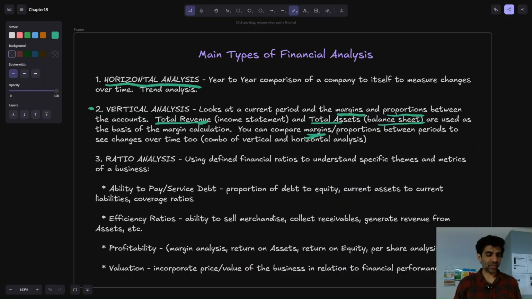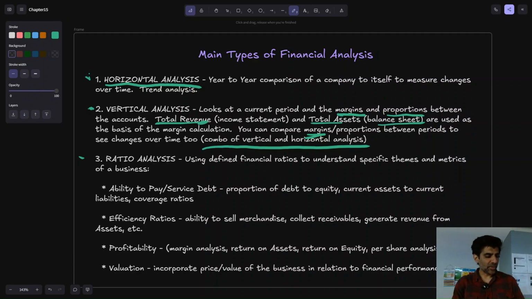Margin analysis. There's also a way to combine vertical and horizontal analysis, where you do a vertical analysis for multiple years, and that's also useful. When we do these two, I think it'll become more clear. And then the third is ratio analysis. Again, we use our ratios to basically understand the business better.